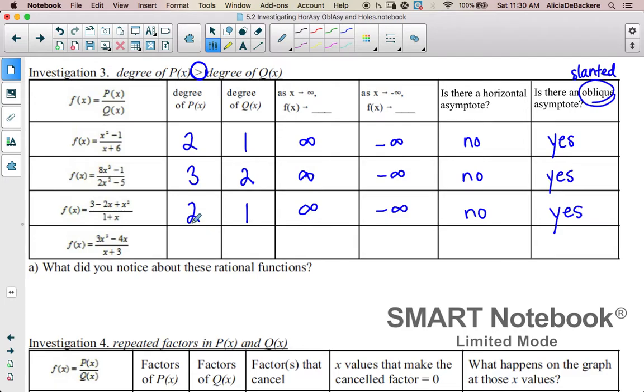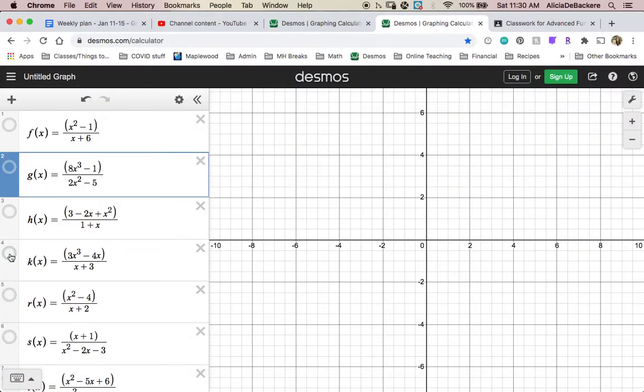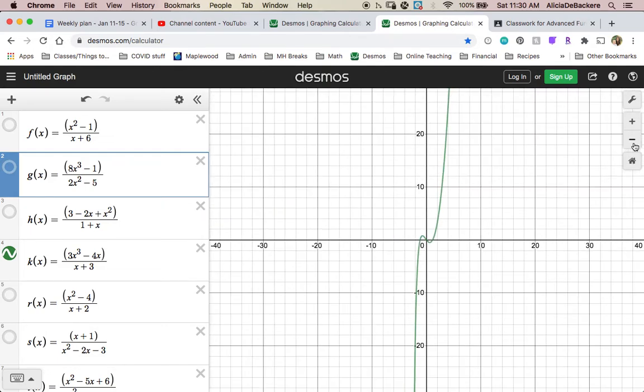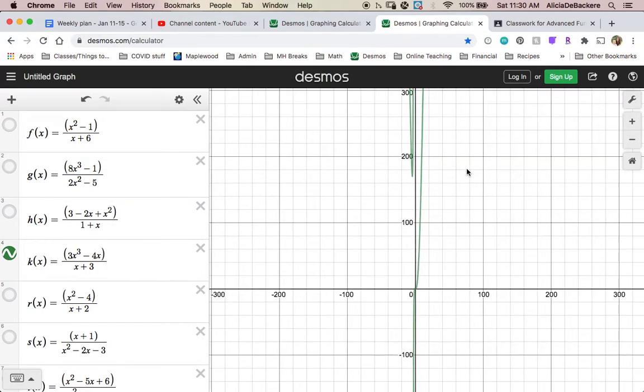All right, in our last example, we've got an x to the power of 3 on top. So 3x cubed minus 4x over x plus 3, so it's a 1 on the bottom. So a little bit different this time. We're going to take a look at what this graph looks like, and this one's a little bit different. So again, starting at home, it almost looks like a cubic again. And then I'm going to scroll out and see what's going on. I was not seeing much, not seeing much. And then all of a sudden there's this extra little piece up at the top.